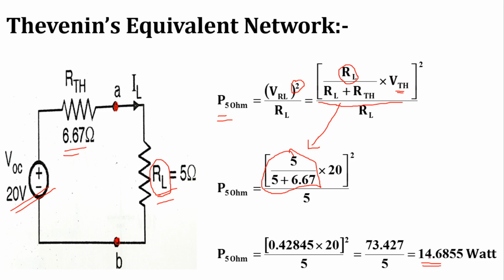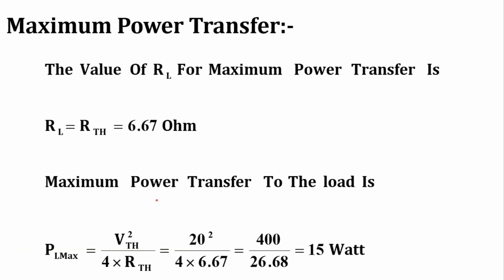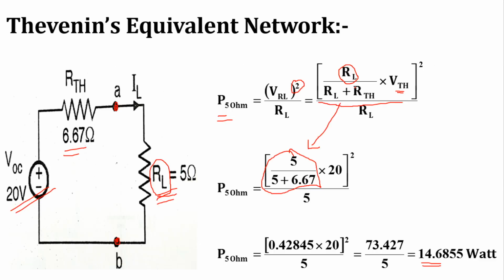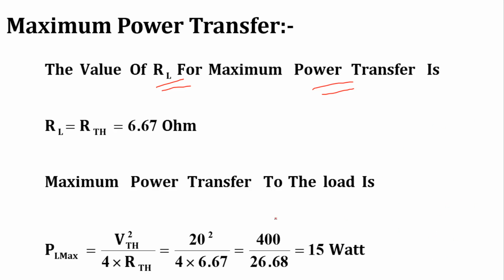Now let's find the value of RL for maximum power. This is the normal power transfer, clear, and we want to find the maximum power transfer. To get the maximum power transfer, RL should be equal to RTH. So RL is equal to 6.67 ohm, that is equal to RTH.